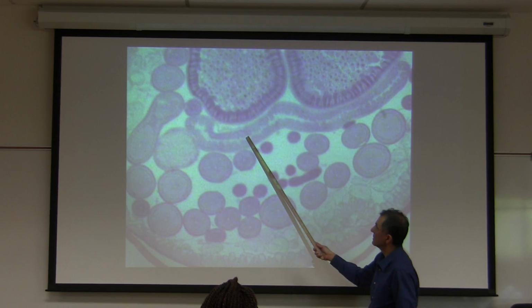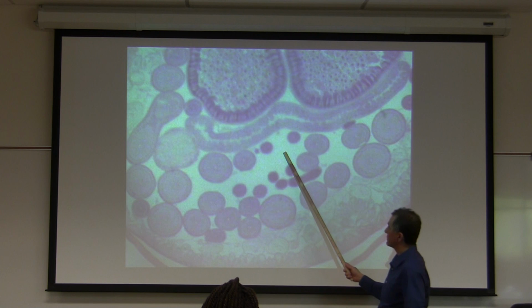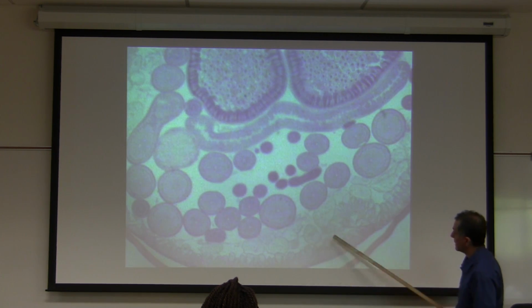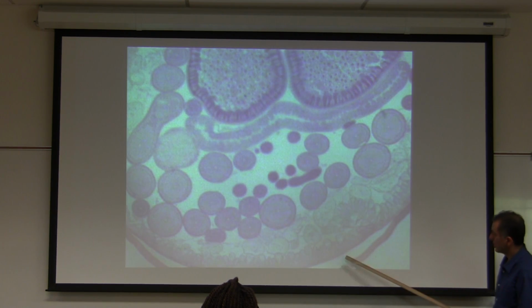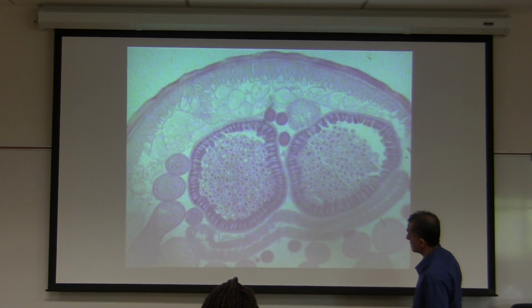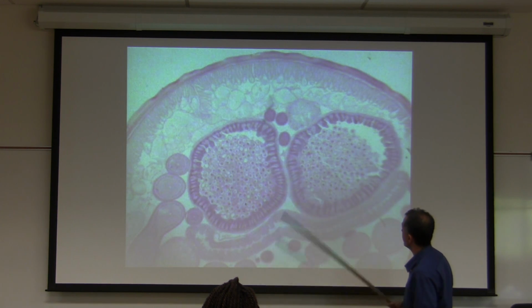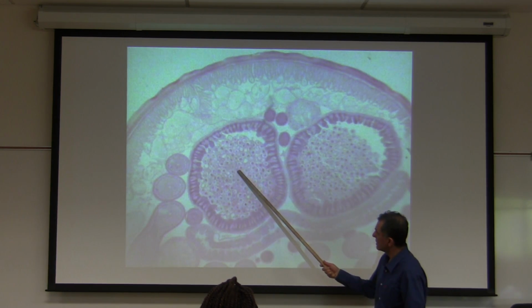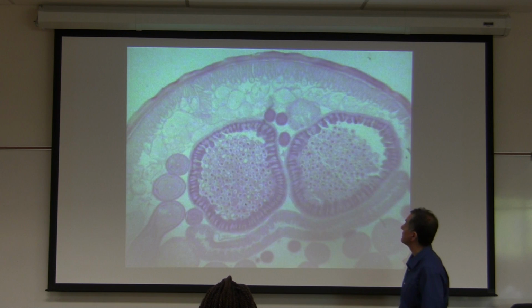What is the name of structure? Intestine. What is the name of the structure? Pseudocoelom. What is the name of structure? Longitudinal muscle. What is the name of structure? Hypodermis. Again, I thought I had a nerve cord, but I guess I don't. Same thing, female. What are these structures? Eggs. Those are eggs inside of it. Okay?